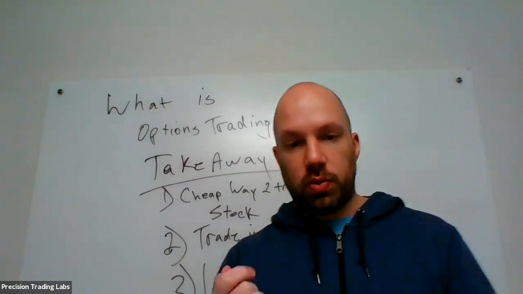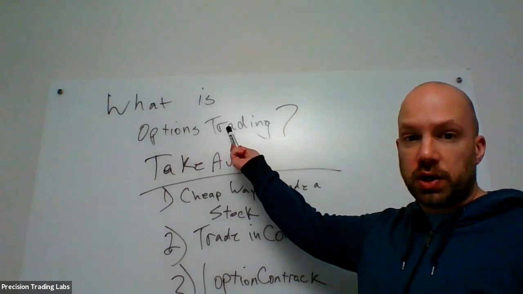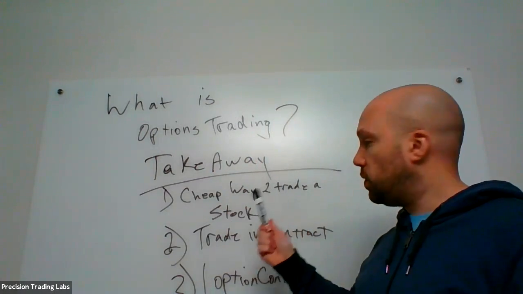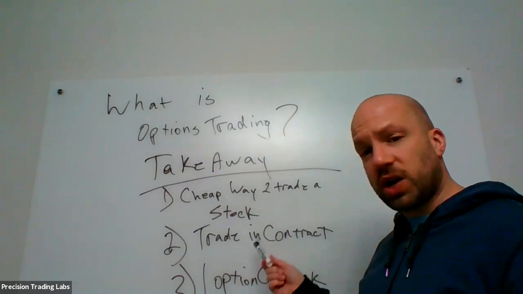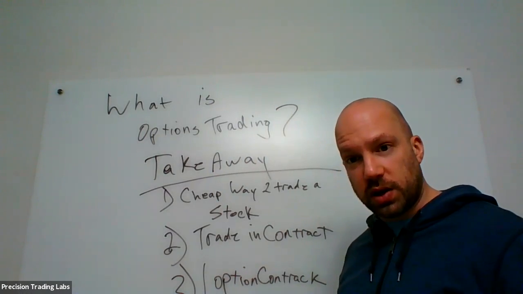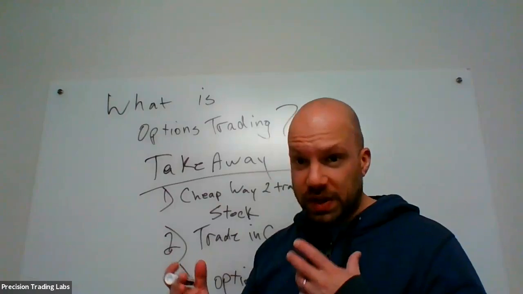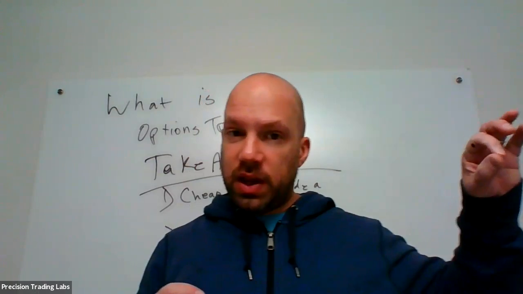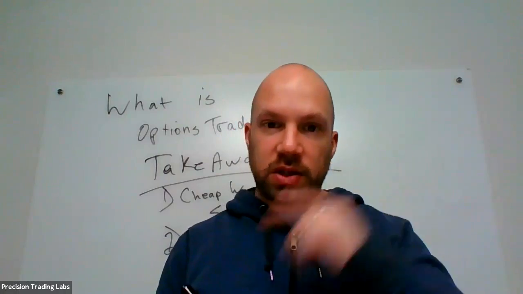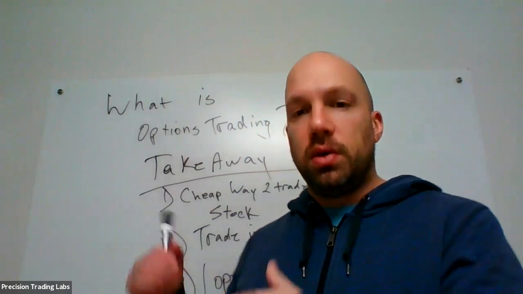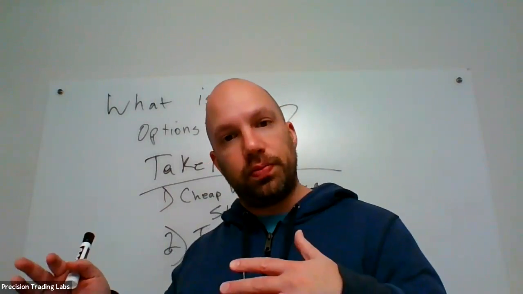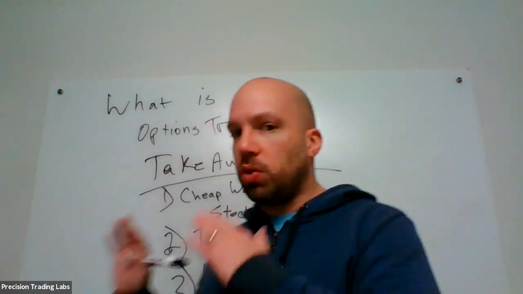Quick review. What is options trading? The takeaway is that it's a cheap way to trade a stock. They trade in contracts, and each contract represents 100 shares of stock. In my Apple example, the option expires in 2 weeks and costs $3. One contract is $300, and that's what you need to trade it. That's simple.